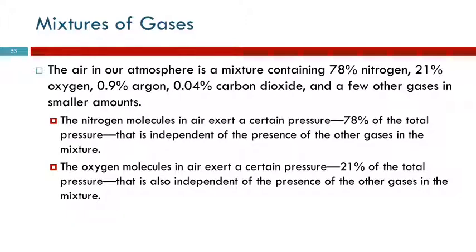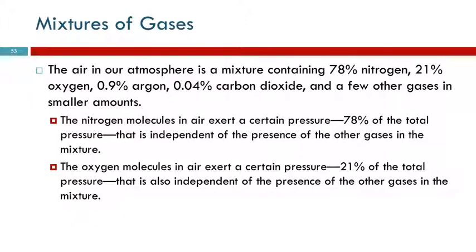The air in our atmosphere is a mixture of gases. It's 78% nitrogen, 21% oxygen, 0.9% argon, 0.04% carbon dioxide, and then other gases in much smaller amounts. So the nitrogen, which is most of the air, exerts a certain pressure. It's 78% of the total pressure.